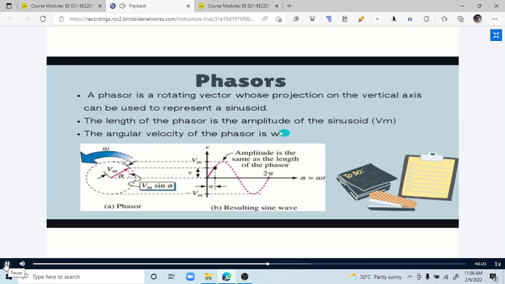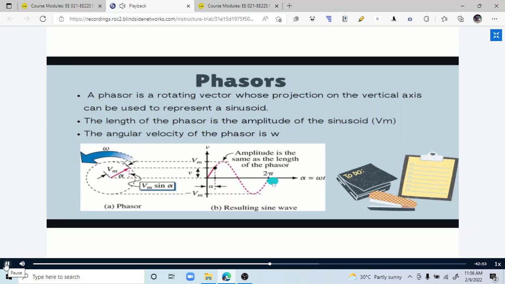Our omega, or our angular velocity, is equal to 2 pi multiplied by the frequency. Again, I will repeat it. Our angular velocity is denoted by omega, or simply the Greek letter omega, and our angular velocity is equal to 2 pi multiplied by our frequency.